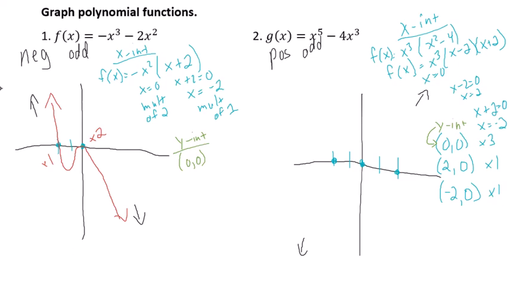So we start down here, and it goes somewhere here, through there, and up. Now again, this hill and this valley could be a lot higher or a lot lower, but this is just a rough sketch to give you an idea of what it looks like. All right, let's look at our next example.